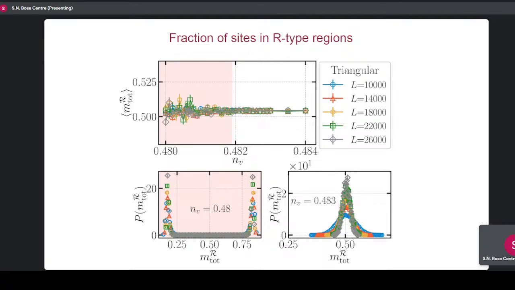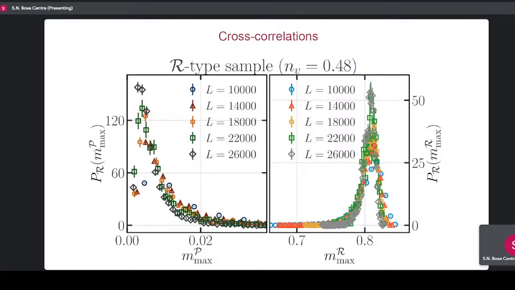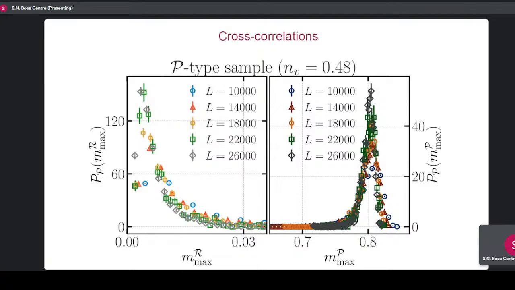So we were wondering what this means. We looked at the fraction of sites in P type regions. Same thing, it's binary. So unlike in the bipartite case, both R type and P type regions can become very large. But which one grows seems to depend from sample to sample. Or they're all nominally identical samples, right? And they're anti-correlated. So if you now decompose the samples into R type or P type based on which is the biggest region, you find that the other kind of scales to zero, right? And so this is what I'm showing here.